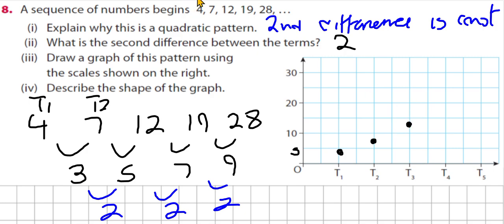Okay. T4 is 19. So just below the 20 mark. And T5 is 28, just below the 30. So as everybody knows, it's a bit of a curve rather than a straight line. So the shape of the graph is a curve because it's a quadratic.